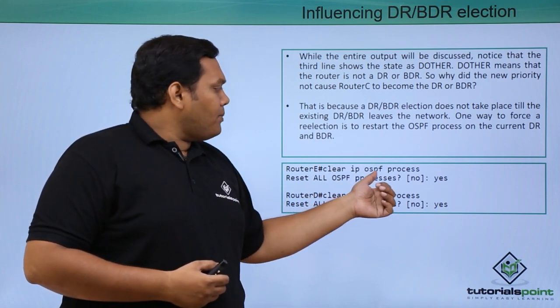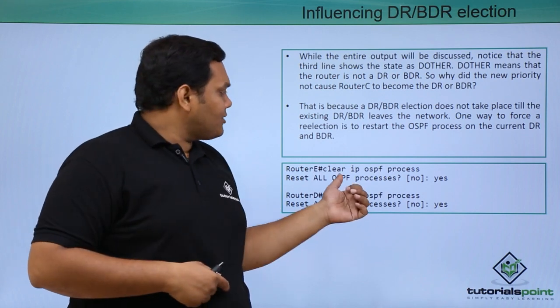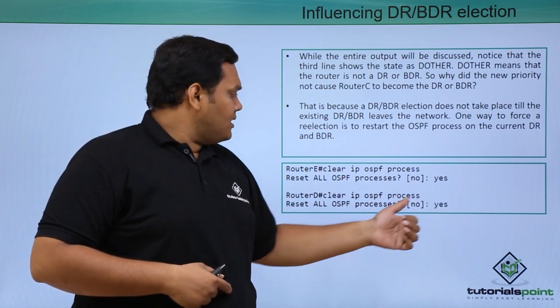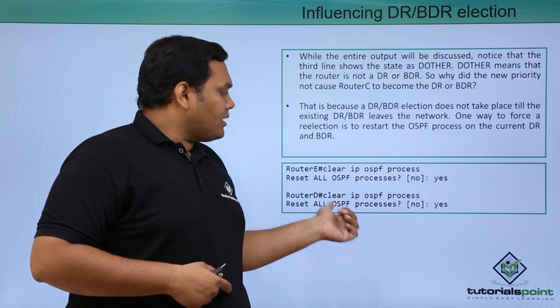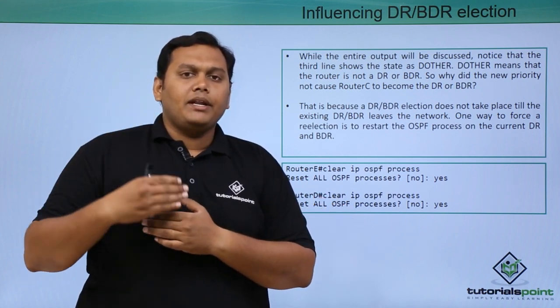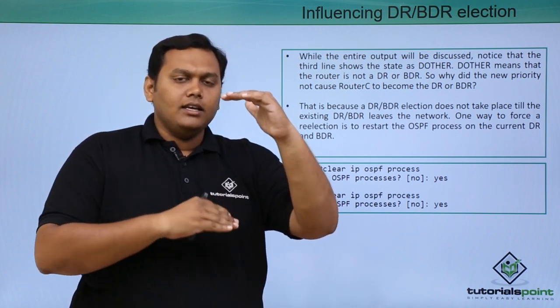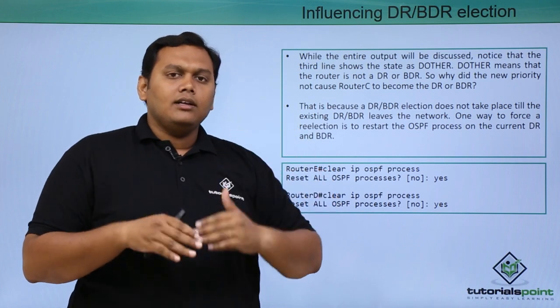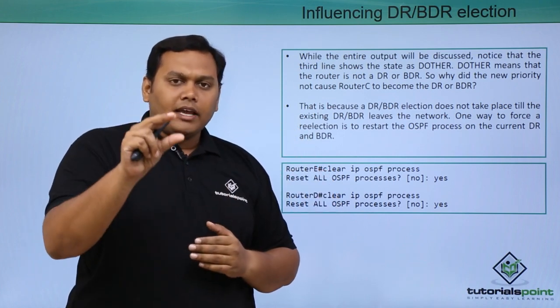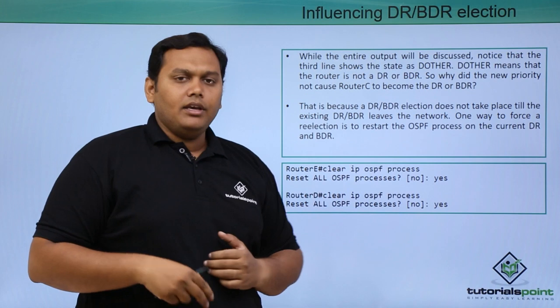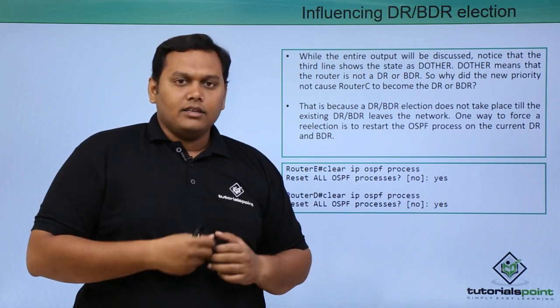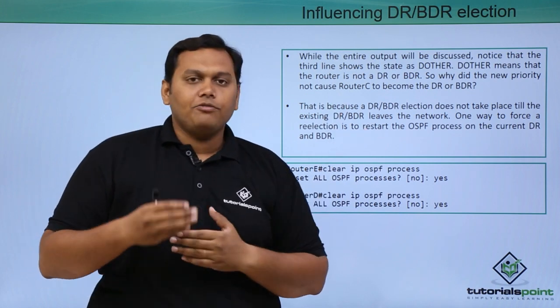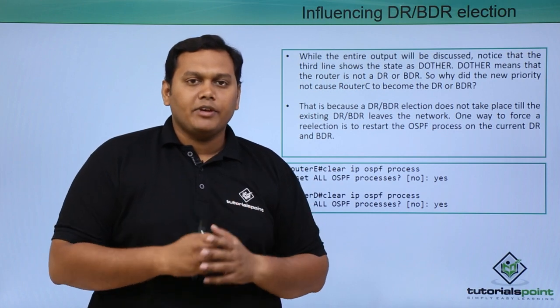We use clear ip ospf process, and it will ask for confirmation, then we say yes on router E and router D, since we have the DR and BDR on router E and router D. We restart it, and after restarting it takes some time. By this time router C can become a DR or a BDR. So, this is about influencing the election of DR and BDR in OSPF.